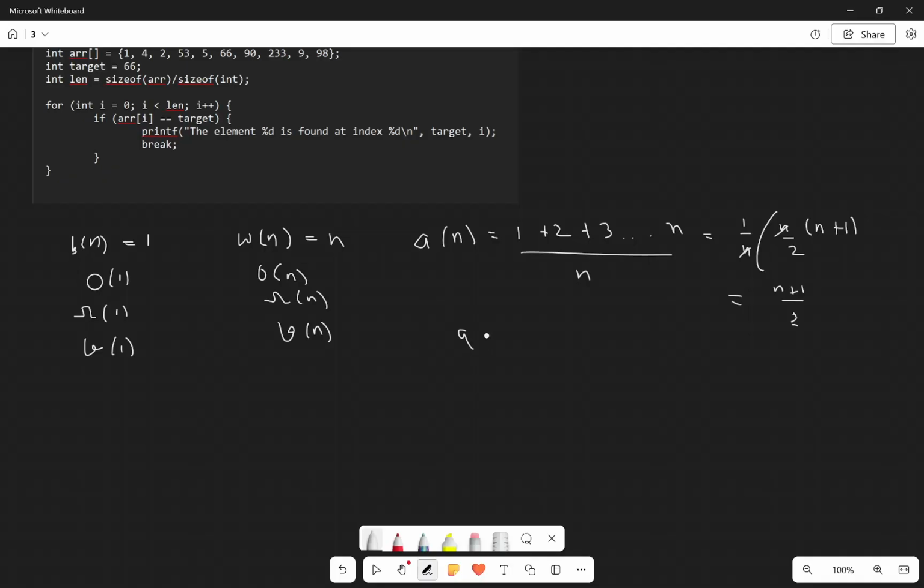So I can write it like n plus 1 divided by 2. All right, so this is the function. This is a. So by looking at this, I can write it like this also.